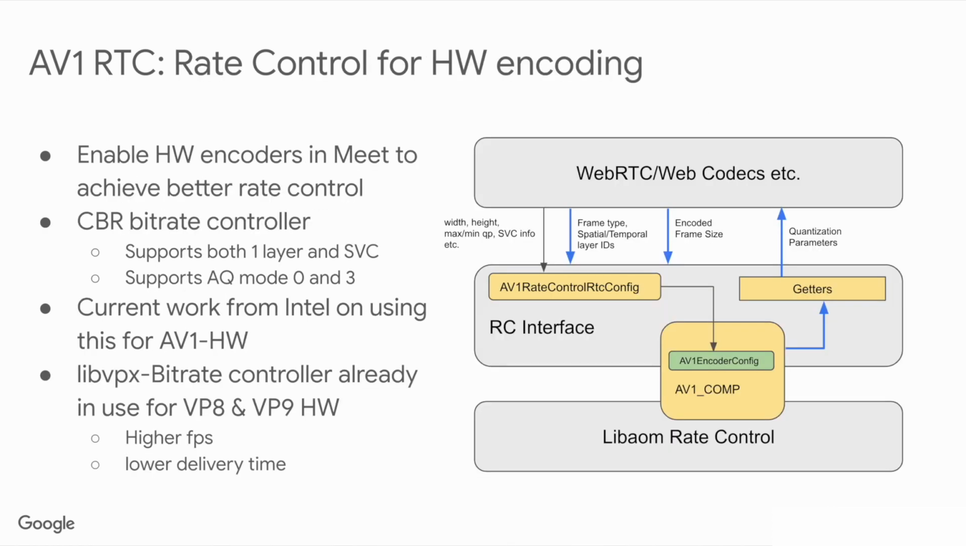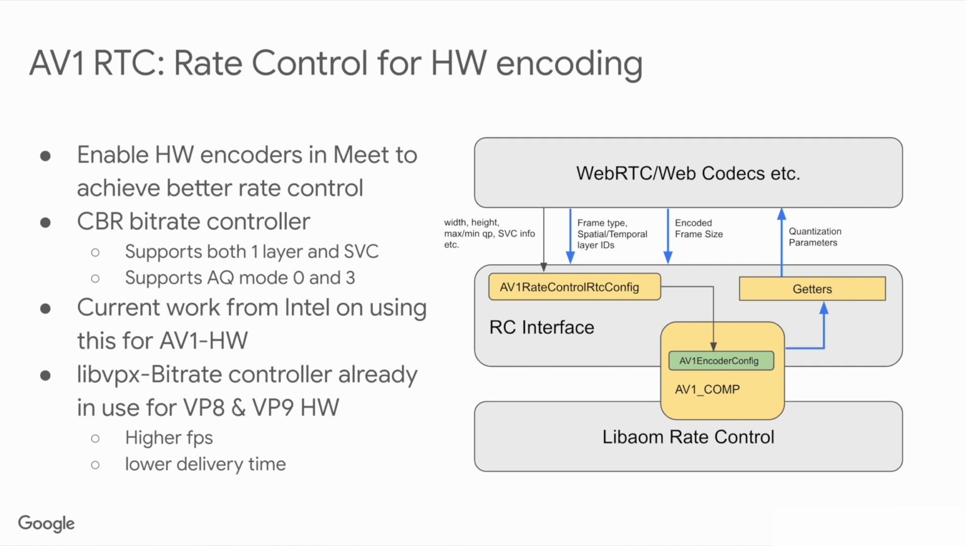Now, Meet uses hardware encoders when required for performance reasons, like CPU overuse or overheating. So for hardware encoding in Chrome, we have provided in libaom a rate control interface to allow hardware encoders to use CBR rate control as it's used in the software RTC encoder. So in a sense, we externalize the internal rate control into a separate component that could be used by hardware encoders that are operating in constant queue mode. So this enables hardware encoders in Meet to achieve much better rate targeting, especially for layered encoding. This is supported for both one layer and multi-layer.